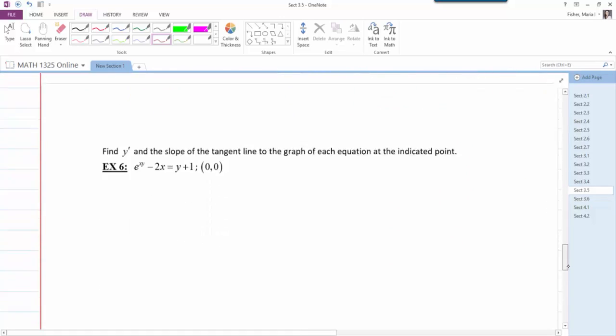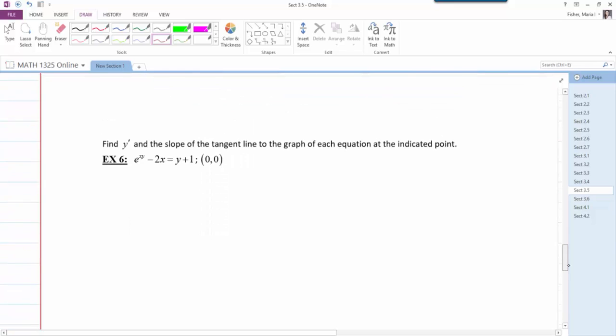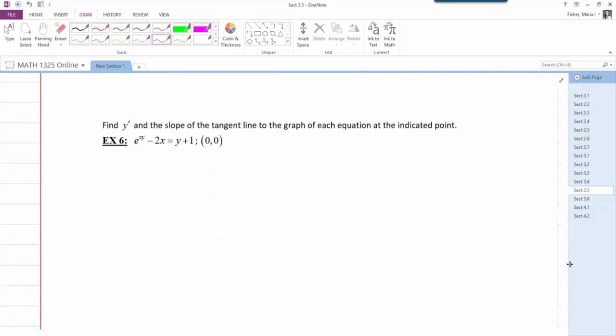All right, let's move on to the last one, number 6. So number 6 is more of kind of what we were doing before. We want to find y prime. We know how to do that. We have to do implicit differentiation and then find the slope of the tangent line to the graph of each equation at the indicated point. So we need to find the slope of the tangent line at the indicated point. Well, that just means plug in 0, 0 and evaluate the derivative at 0, 0.